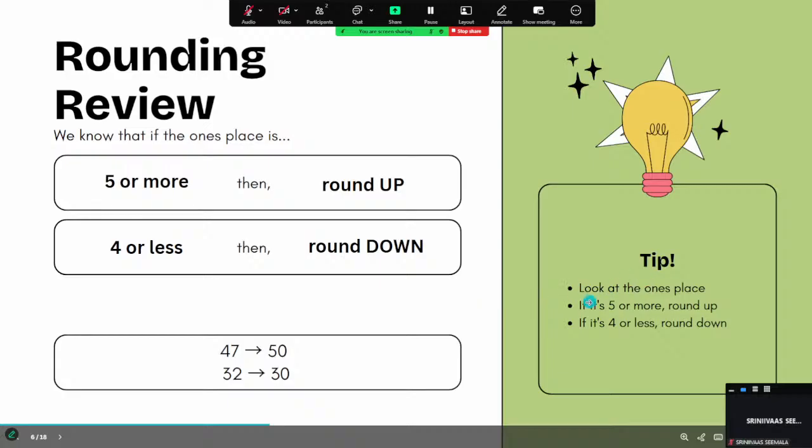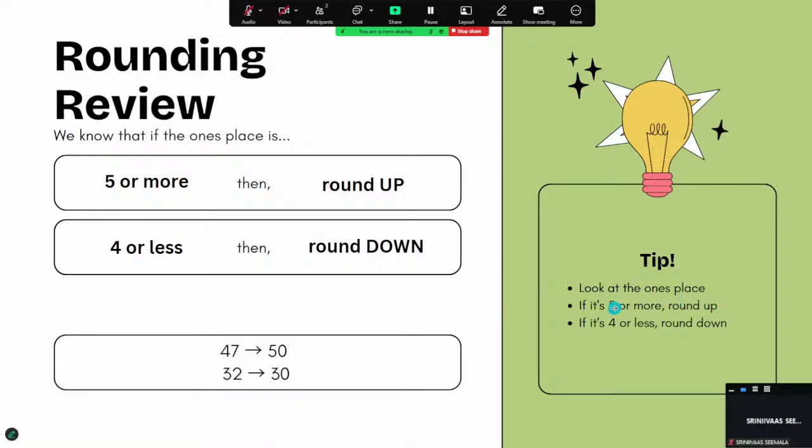So yeah, this is the tip here. Look at the ones place. If it's 5 or more, round up. If it's 4 or less, round down. This is what's important.